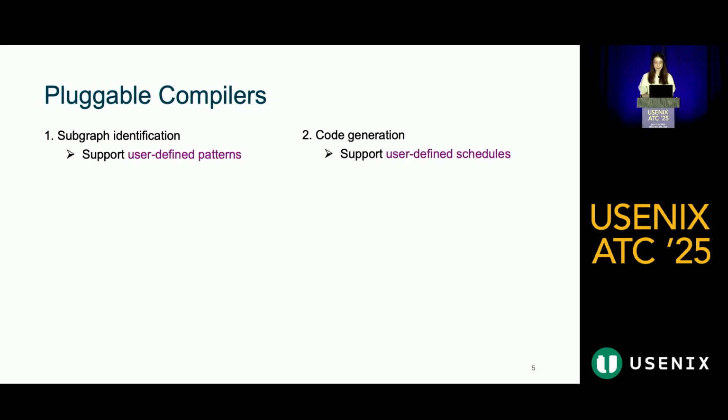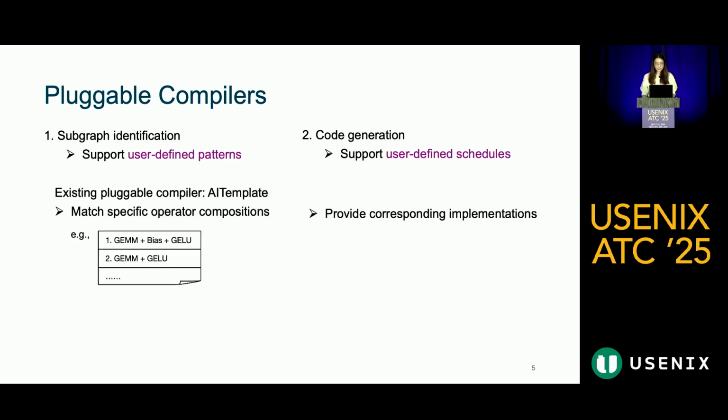Meanwhile, pluggable compilers have been developed to let users customize the subgraph identification and code generation. For example, with an existing pluggable compiler like AITemplate, users can define user-defined patterns during the model setup. AITemplate then matches the specific operator compositions, like these two GEMM-based subgraphs in the example, and generates code for them. But experts also need to provide the corresponding user-defined schedules and implementations.